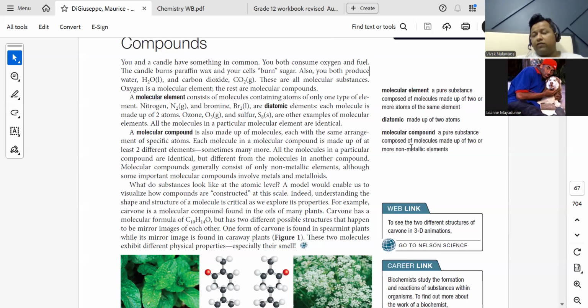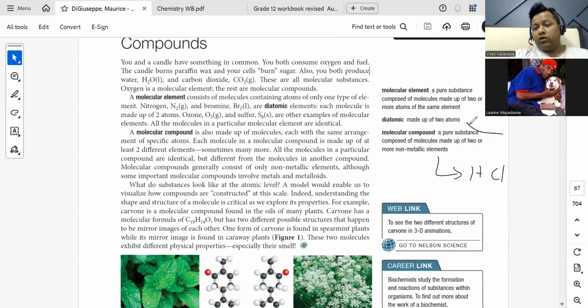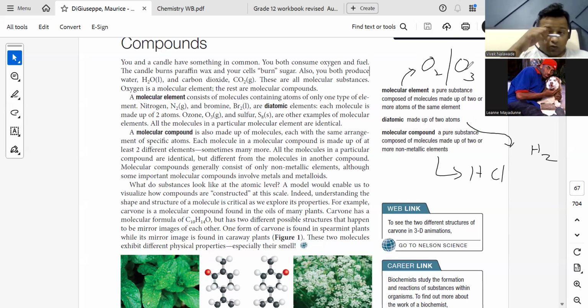For example, HCl. So let me give you examples over here. Here it is HCl. It's a molecular compound. Diatomic, let us say H2. Molecular element O2, or you can also call O3. O3 is ozone.